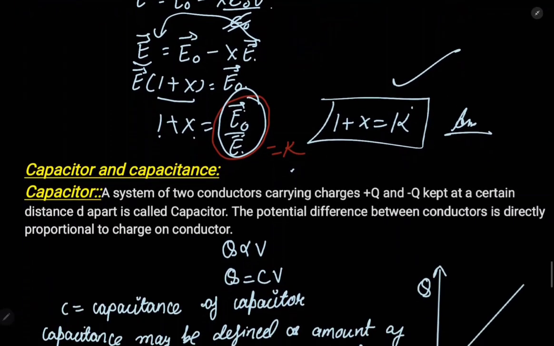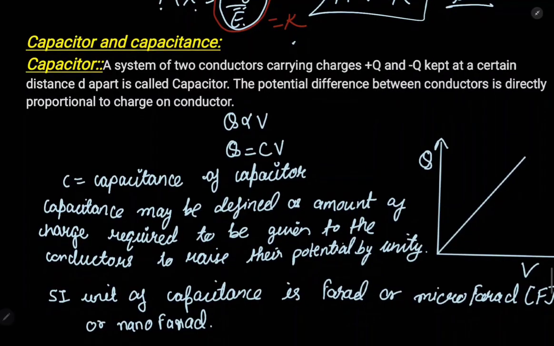This is an important result. Next is what is a capacitor and what is a capacitance. So a capacitor is a material, a conductor carrying a charge plus Q and minus Q, and they are kept a distance D apart. It is called a capacitor.